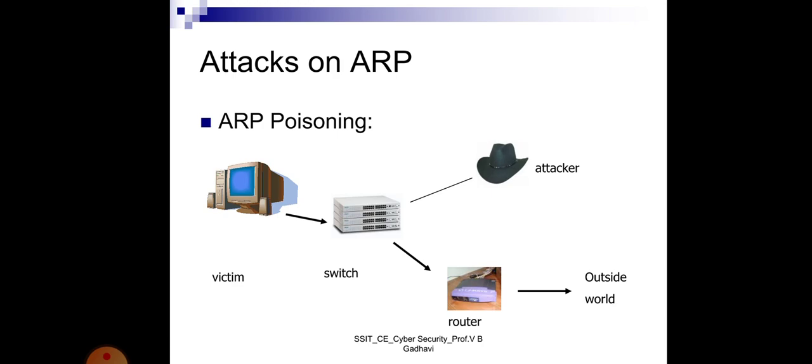Here you see in the figure, attacks on ARP poisoning. A victim is connected with a switch, and the attacker, directly connected with the switch, can identify the entire network routes and get access to all data and information and the basic structure of the basic layers of your network.